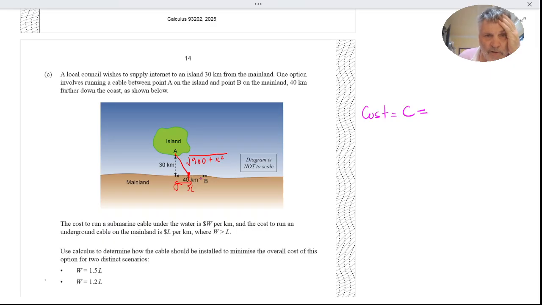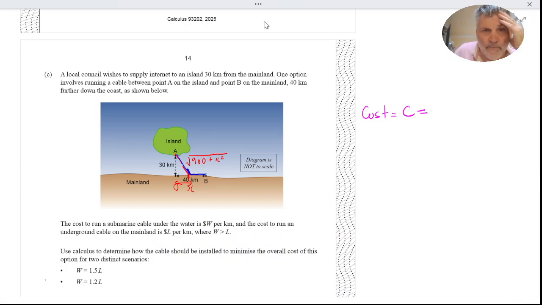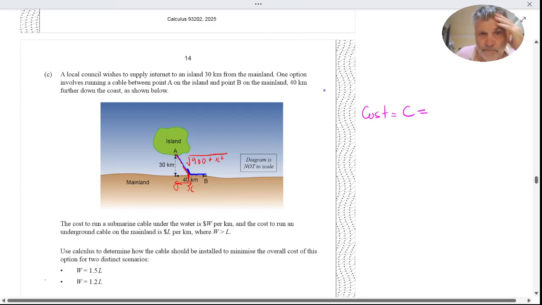it costs to do the cable on the land. So here our cable is going to go along here and then along here, along the hypotenuse. So we have a distance of 40 minus x along the land. So that will be multiplied by the cost of the land. And then we've got plus our hypotenuse, the square root of 900 plus x squared, times the cost of putting a cable in the water.